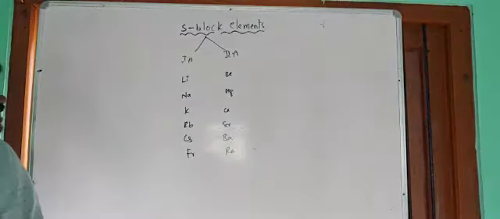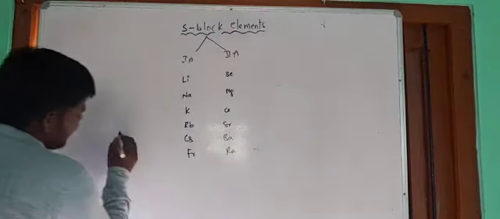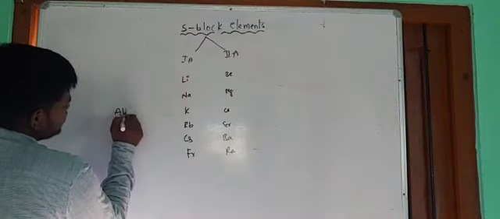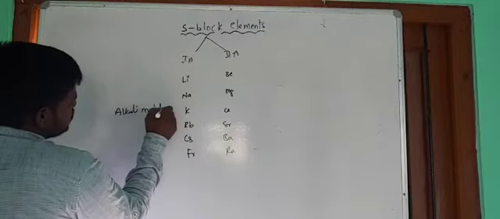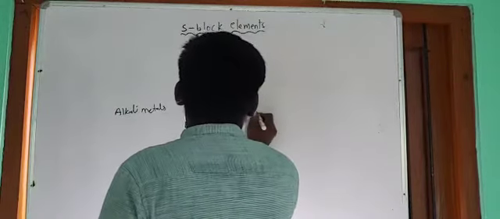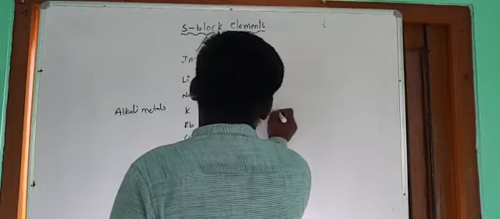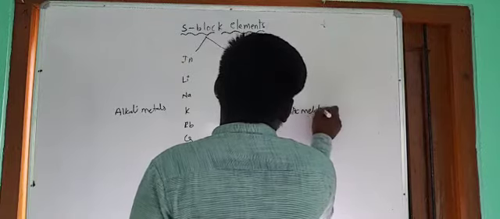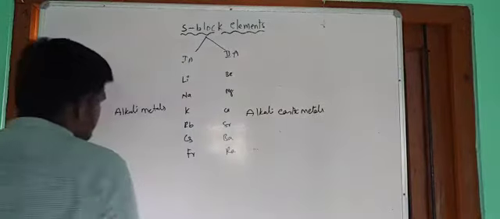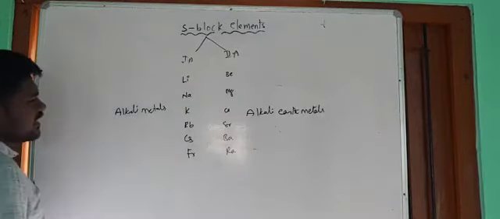The elements which are present in the first A group are known as alkali metals. And the elements present in the second A group are known as alkaline earth metals. So right, why are these known as alkali metals?